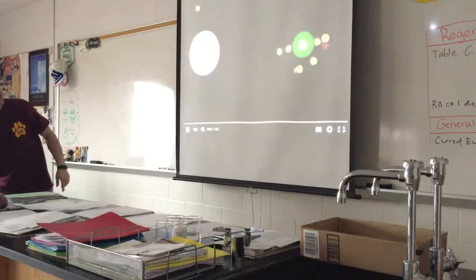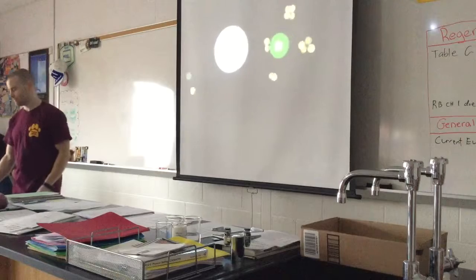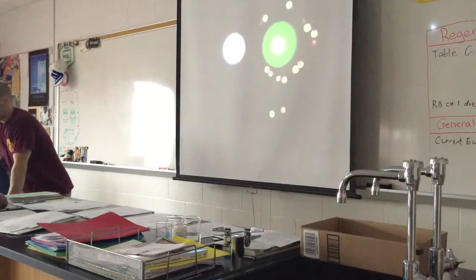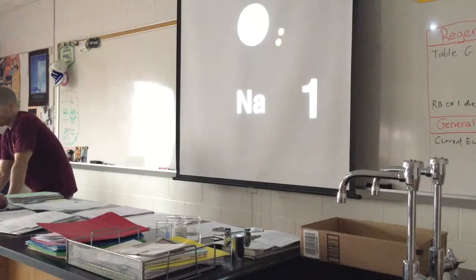Here we go. Ionic bonding occurs between two atoms when one of the atoms has sufficient strength of attraction to remove an electron from the other atom. A sodium atom has one valence electron.